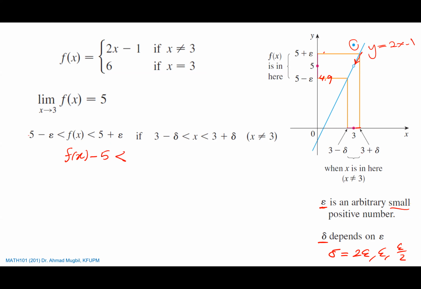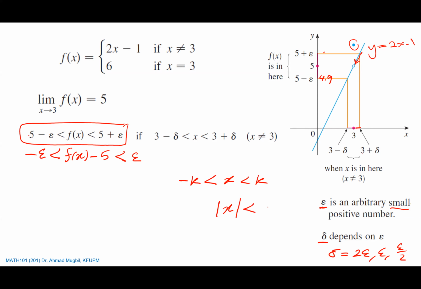You will have f of x minus 5 less than epsilon and greater than negative epsilon. Am I right? Just look here. What we did, we just subtracted 5 from the three sides of this inequality. Now, in the language of absolute values, do you remember, if you have x less than k and greater than negative k, how to write this with absolute value? It means that the absolute value of x is less than what? K. So this is exactly what we will do.